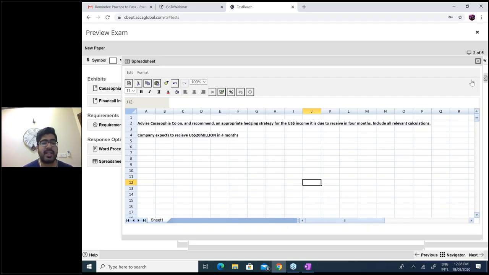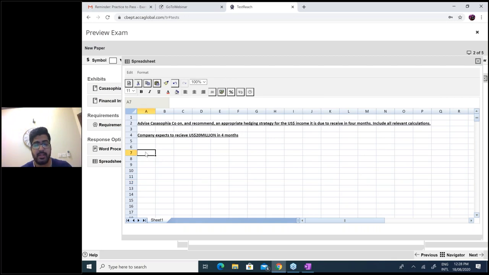Now, the company expects to receive $20 million in 4 months. Casa Sofia, where is it based? In Europe. Euro is the currency. It is receiving $20 million in 4 months. Is there any risk? Yes. What is the risk? The exchange rate movement. It needs to hedge it. So you need to recommend an appropriate hedging strategy, and ideally the strategy should be forwards, futures, options.